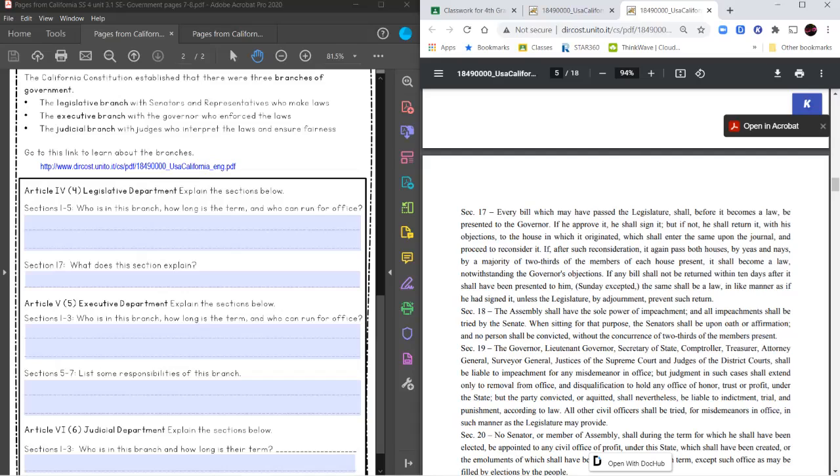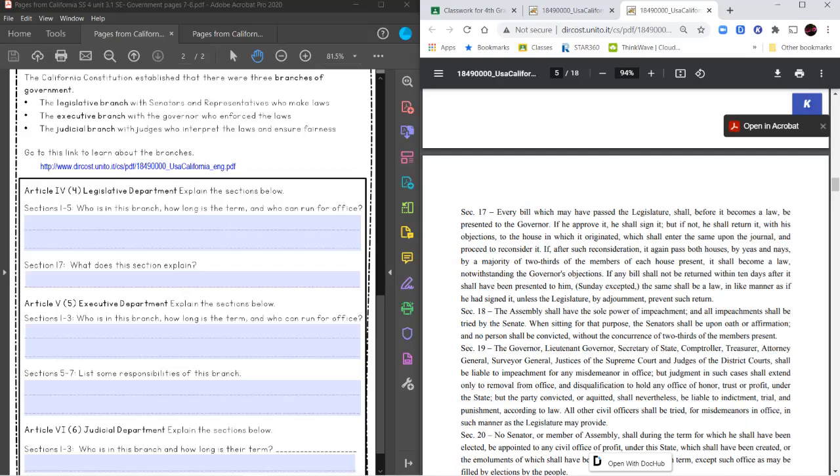If he approves it, he'll sign it. And if not, he's going to return it with his objections, saying why he doesn't approve it, to the House in which it originated. So he's going to return it to the place that it came from, which shall enter the same upon the journal and proceed to reconsider it. So the governor will take a look at these bills before they become laws. Either he agrees with it and he'll sign off and it will become a law, or he'll send it back and say, no, I don't agree with it. Here are my reasons why. So they'll try to rework it and reconsider it.